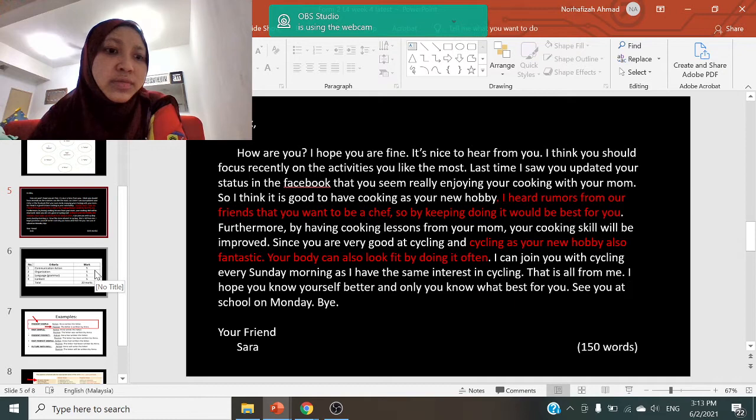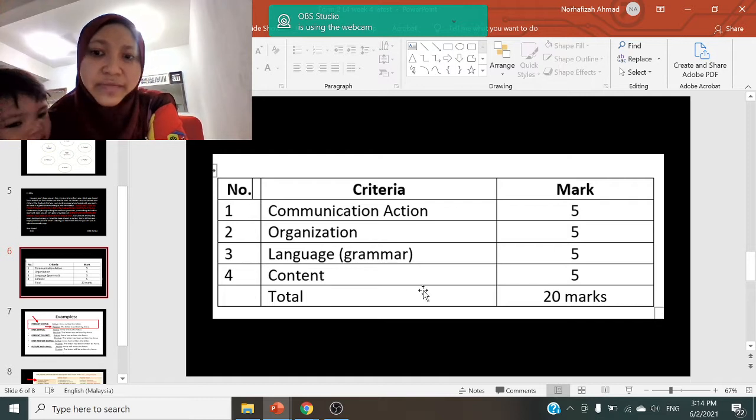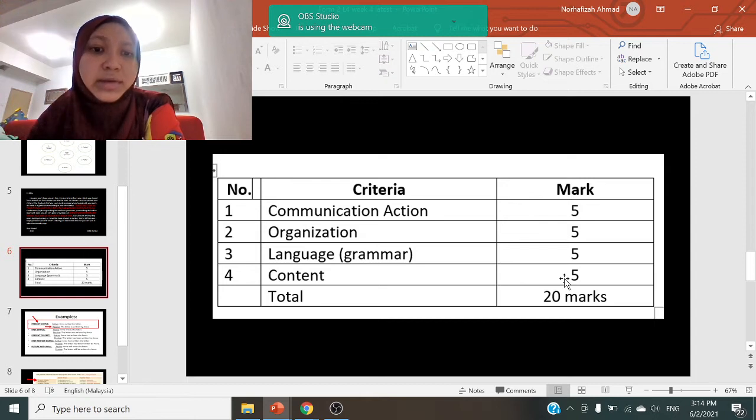Okay, so these are the marks. The question is worth 20 marks: communication action, organization, language or grammar, and content. Content means how far you fulfill what the question wants. What does the question want? The question wants you to give suggestions, so you need to fulfill the task. It means you have to give suggestions, and don't forget to give why, the reason why you give the suggestions.